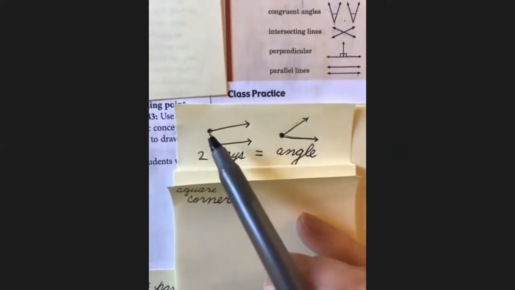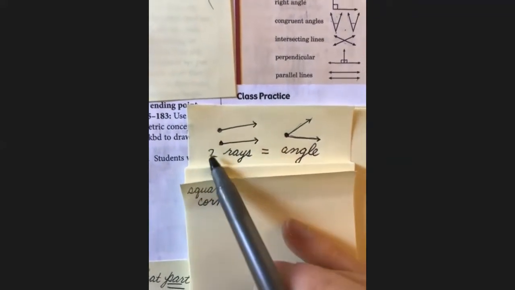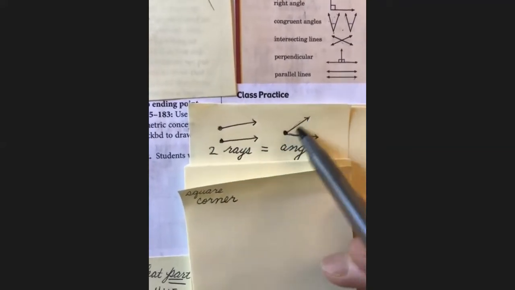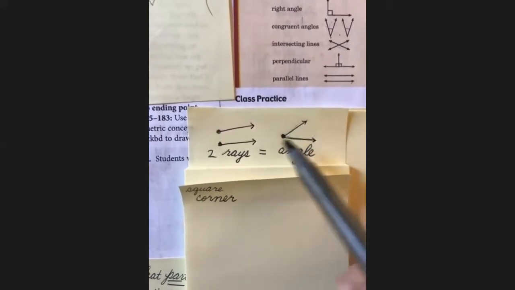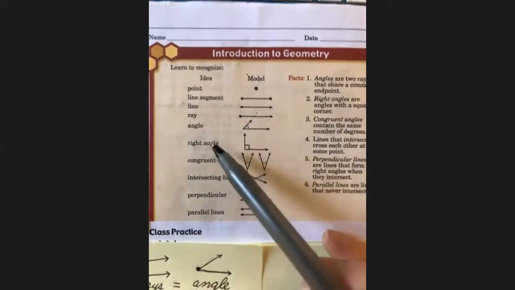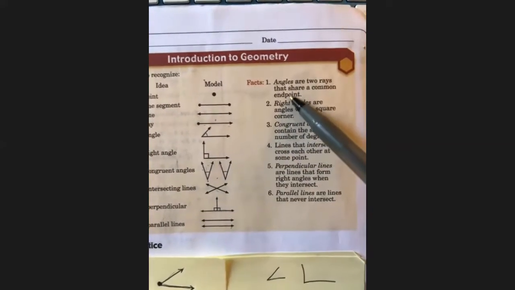Let me show you what I did here on my paper. Here's a ray with the dot and an arrow on the end. 2 rays equals an angle. We put the 2 together and we do that. And we can have different angles that are different sizes and different degrees. Okay. A right angle is, let's look over here.